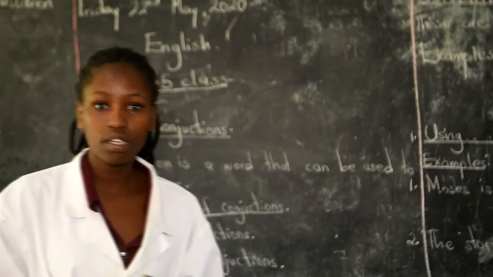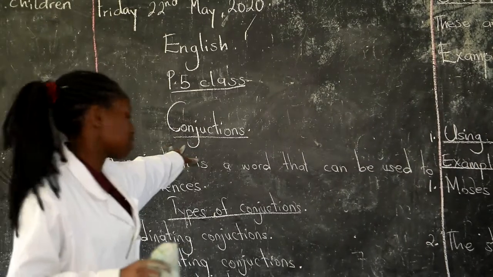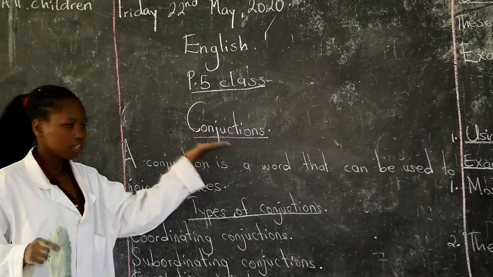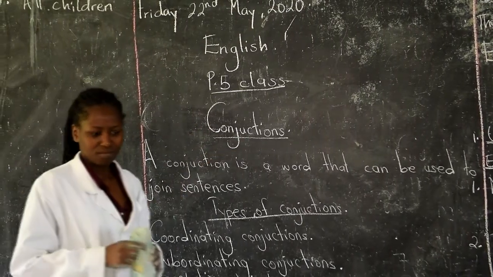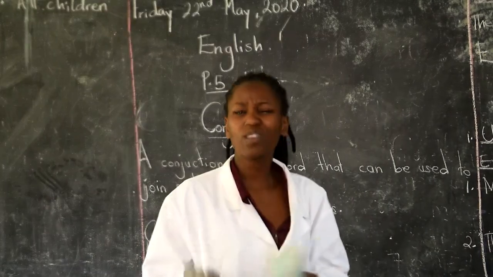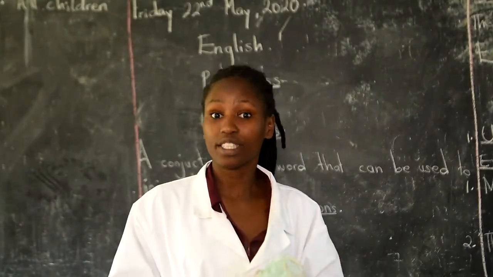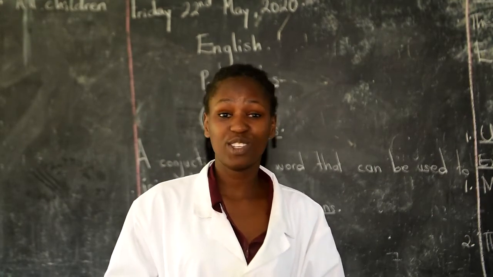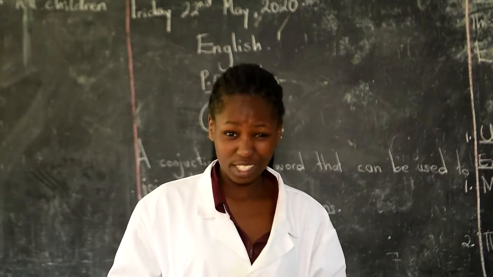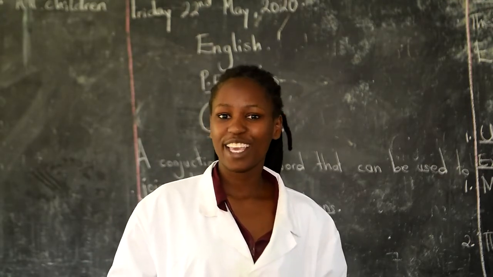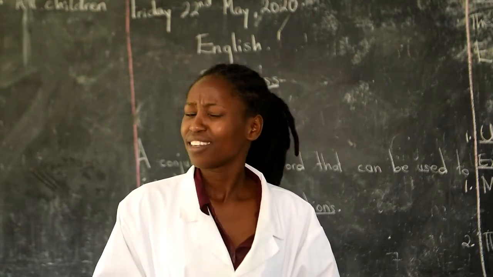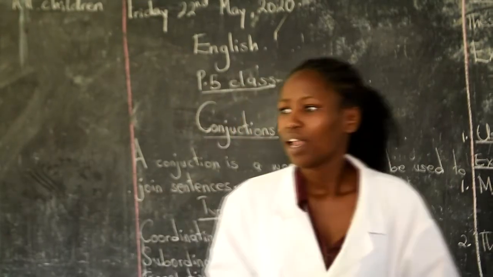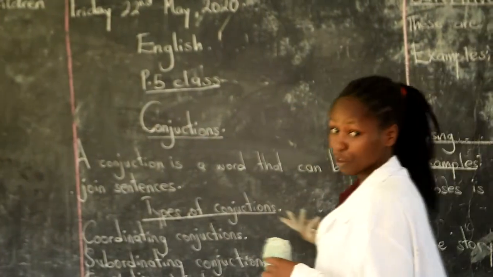We are going to look at conjunctions. When we were still in P4, we looked at some simple conjunctions, like using and, joining sentences using but, joining sentences using or. Now, here we are in P5. Do you think we shall still study the same conjunctions? No. Now, let us look at the different types of conjunctions.